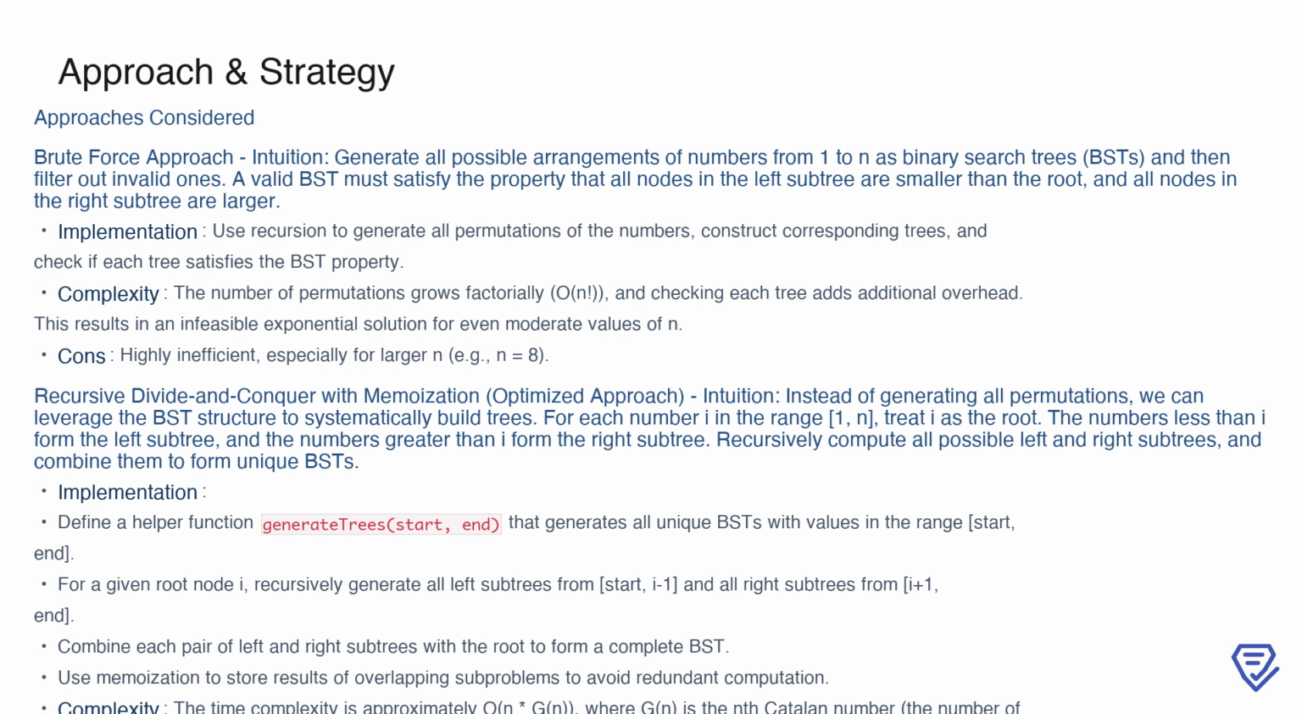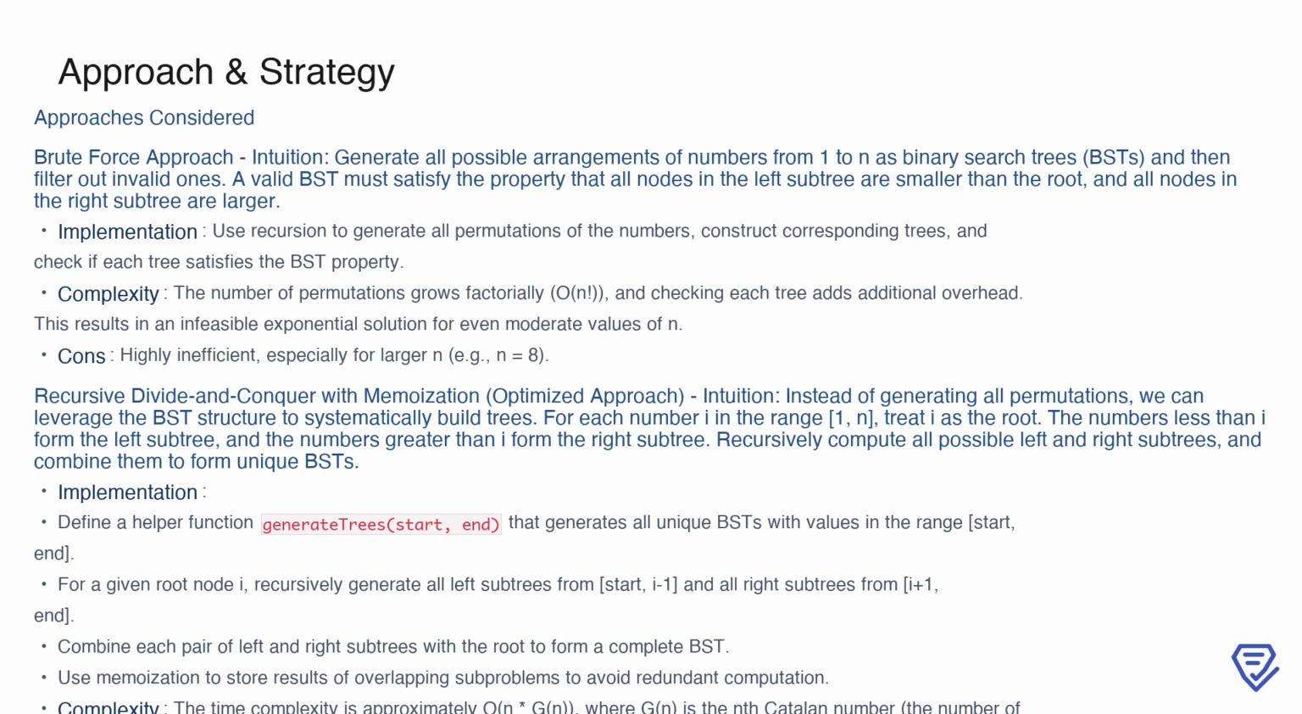The key intuition here is to systematically use the BST structure to build trees. By treating each number i in the range 1 to n as the root, we divide the numbers into two groups. Those smaller than i form the left subtree, while those greater than i form the right subtree.